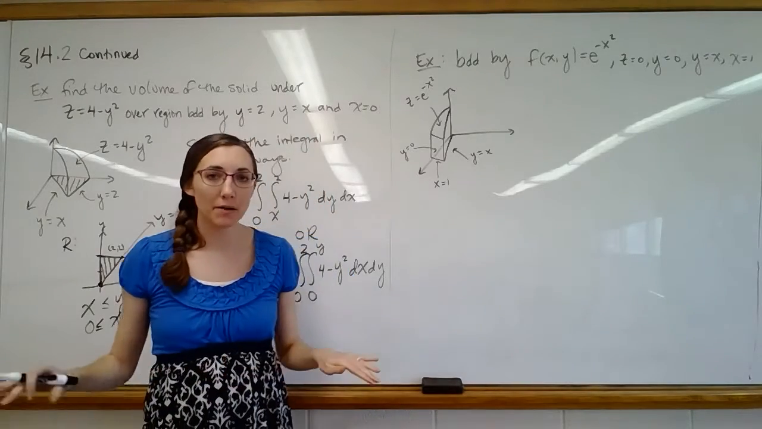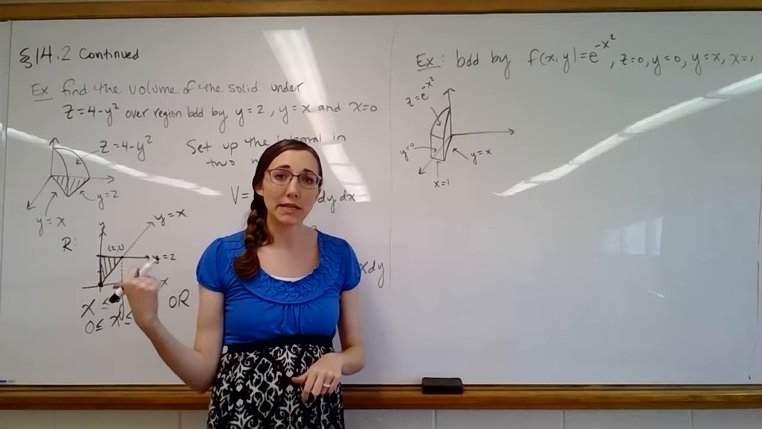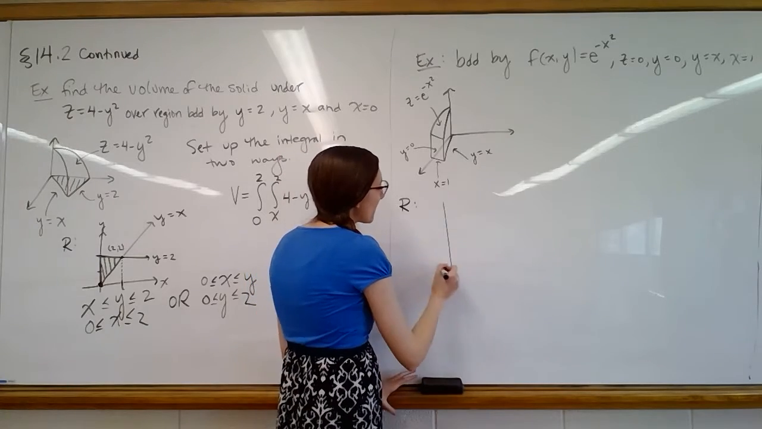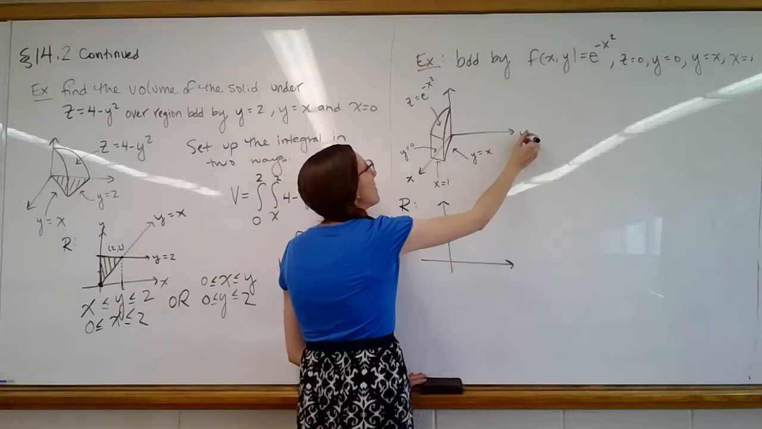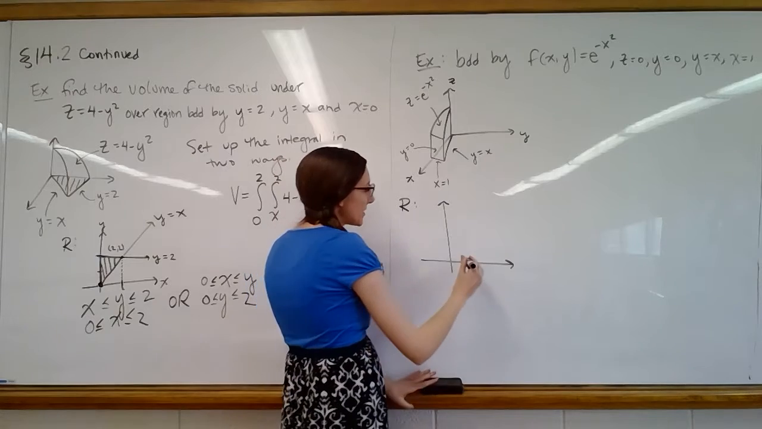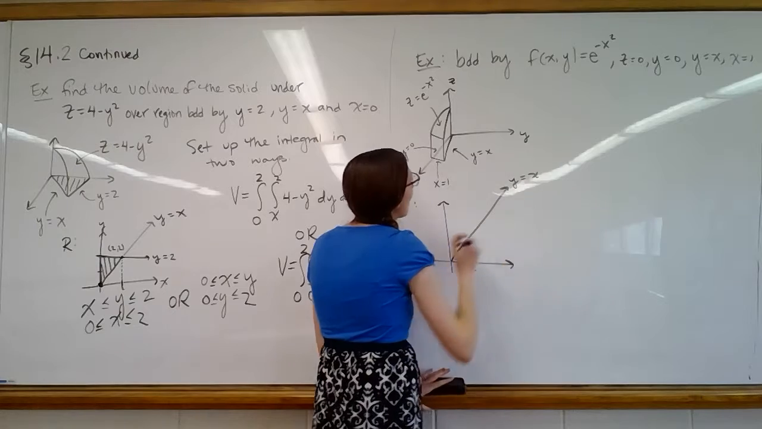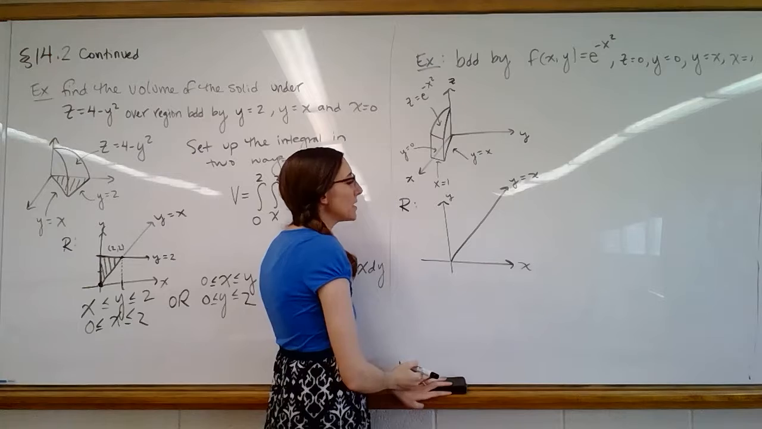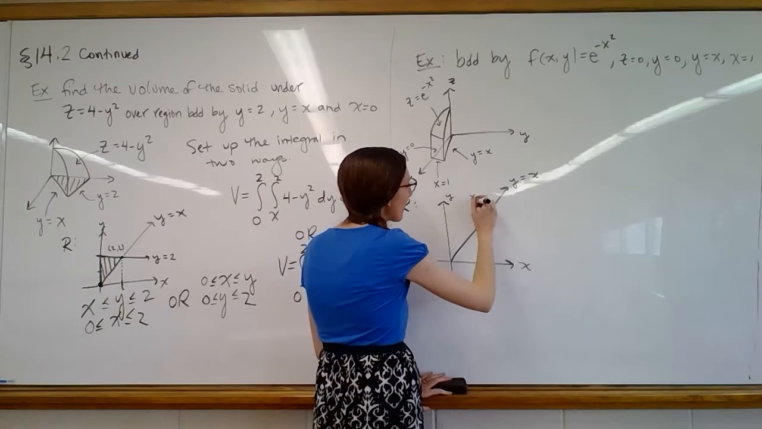Again, my first thing that we need to do is draw our region R because we need to be able to figure out our bounds. So I always want you to do this step of drawing R. In this case, we look at that XY plane. We need y equals x again, which is this guy. We need y equals 0, which is the x-axis, and we need x equals 1, which is a vertical line.